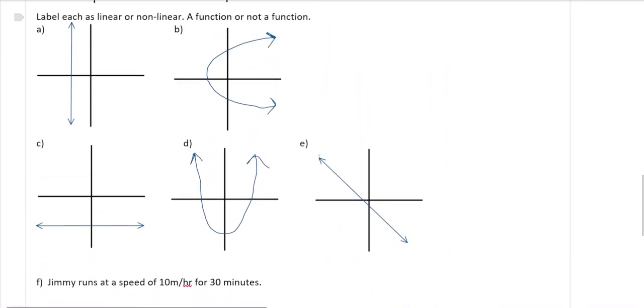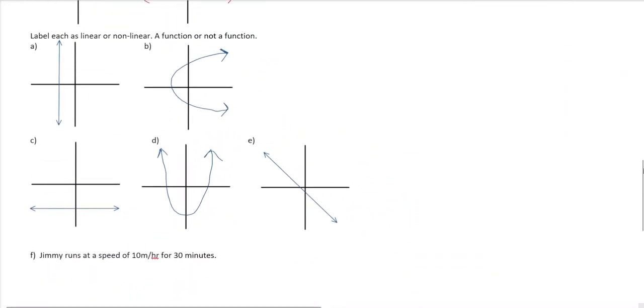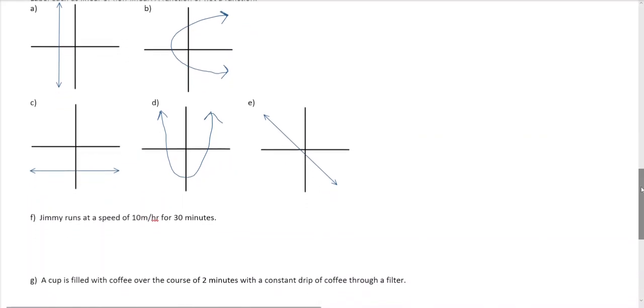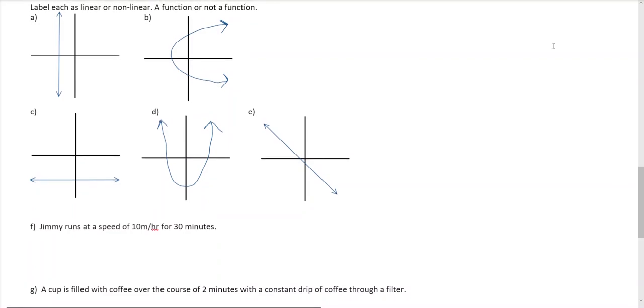Okay, here are a bunch of different examples. I'm going to zoom out just a tiny bit so you can see all of them at once. And I want you to label each of these as linear or nonlinear and as a function or not a function. Okay, pause the video now, try it out yourself, and see if you can get it. Okay, I'm just going to use L for linear and NL for nonlinear. I'm going to use F for a function and NF for not a function. So I'm going to use that for each of those.